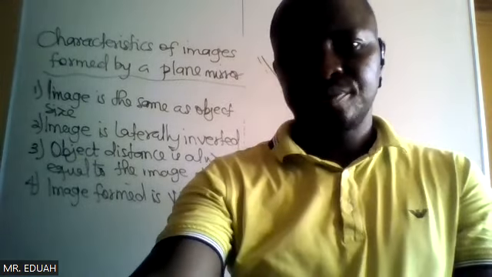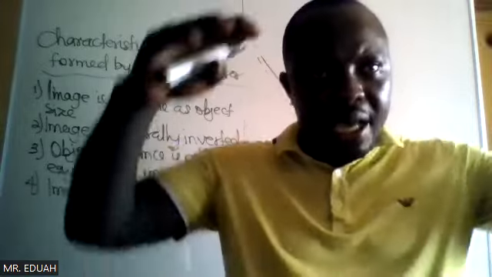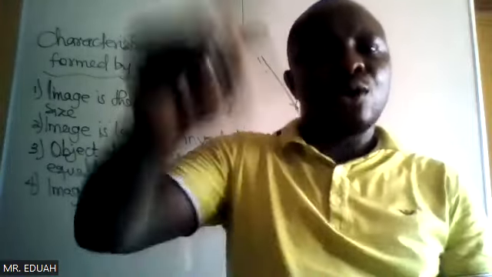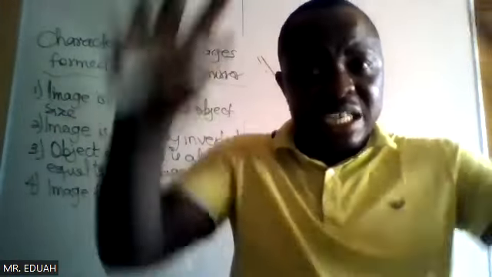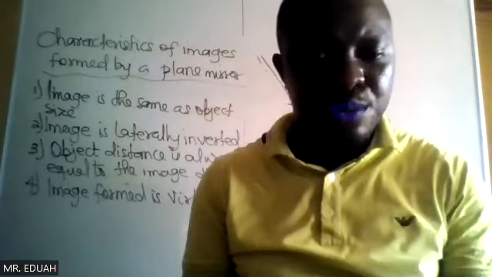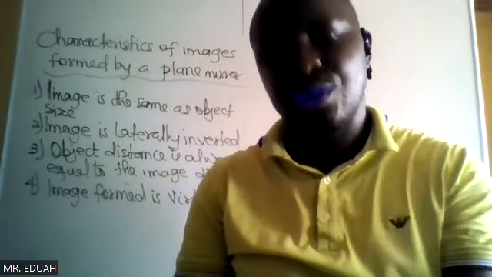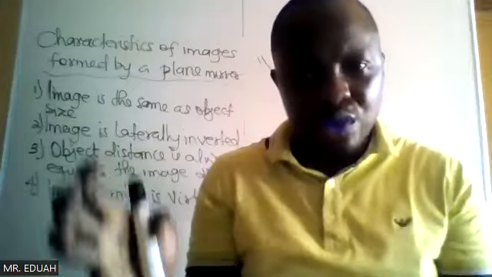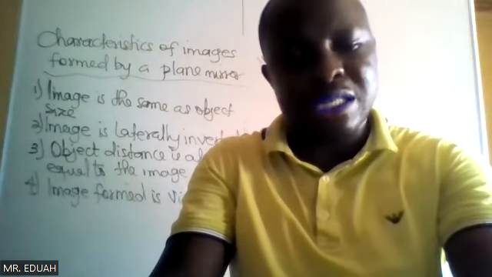So what's the mirror that is used? A side view mirror for cars, rear view mirror for cars, and the ones used in some supermarkets. If you visit some supermarkets, there is a mirror mounted at one end of the corner. It is not a plain mirror. They are convex mirrors. After plain mirrors, we'll look at curved mirrors, and we'll talk about concave and convex mirrors, and you would understand properly.